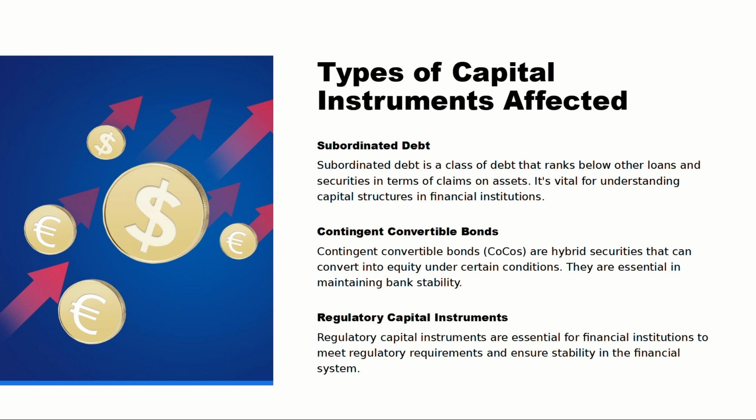Types of capital instruments affected. Subordinated debt. Subordinated debt is a class of debt that ranks below other loans and securities in terms of claims on assets. It's vital for understanding capital structures in financial institutions. Contingent convertible bonds. Contingent convertible bonds, CoCos, are hybrid securities that can convert into equity under certain conditions. They are essential in maintaining bank stability. Regulatory capital instruments. Regulatory capital instruments are essential for financial institutions to meet regulatory requirements and ensure stability in the financial system.